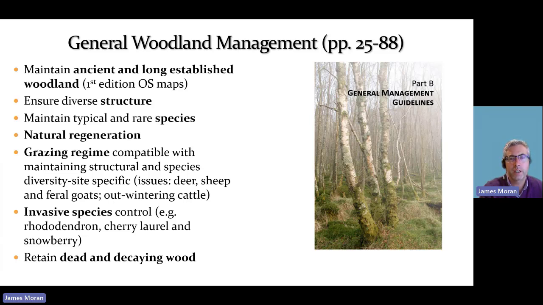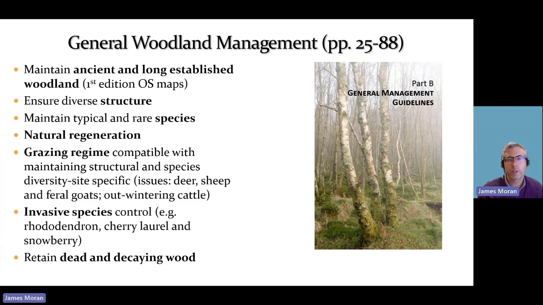It is essential that ancient and long-established woodlands in particular, which cover less than 1% of the country, are conserved. In terms of native woodlands, it is essential to ensure a diverse structure, maintain typical and rare species, and encourage natural regeneration and appropriate grazing regimes compatible with maintaining the structure and species diversity. Requirements for grazing or browsing control are site-specific and are best managed through focusing on the desired results, as encouraged through the results-based payment system. Many issues in relation to grazing include deer grazing and browsing, sheep and feral goat grazing, or outwintering by cattle.